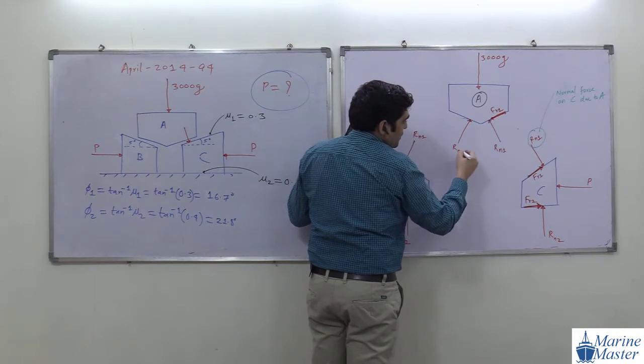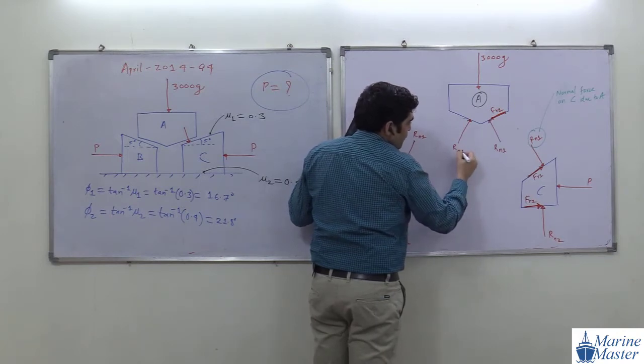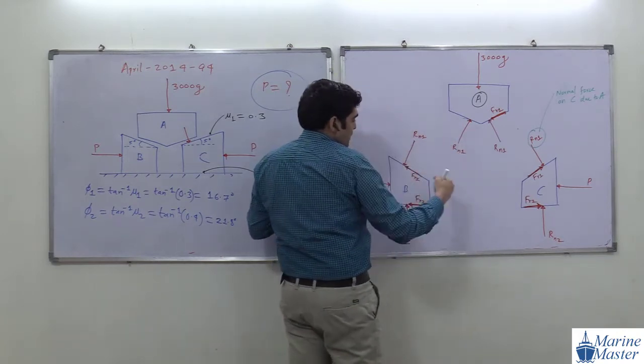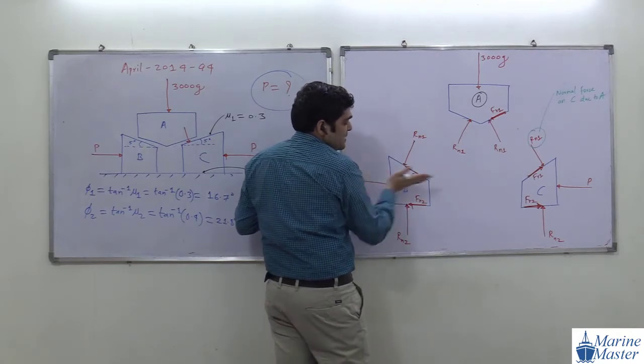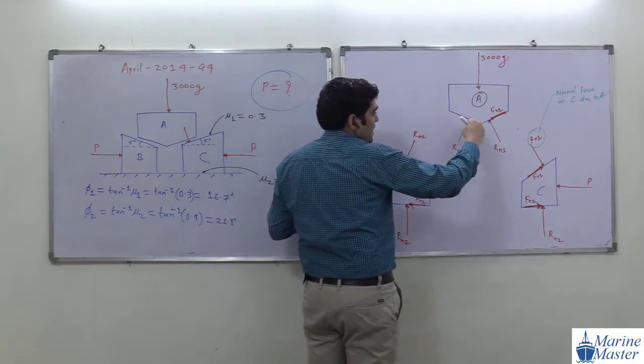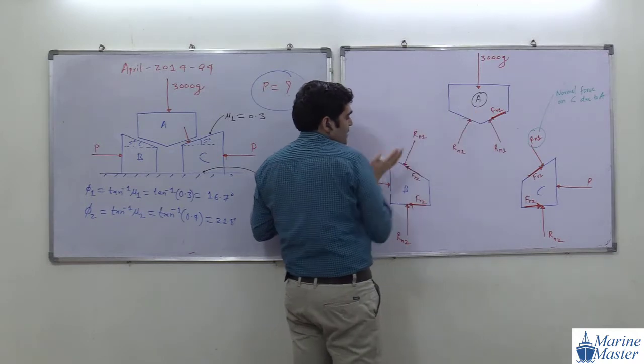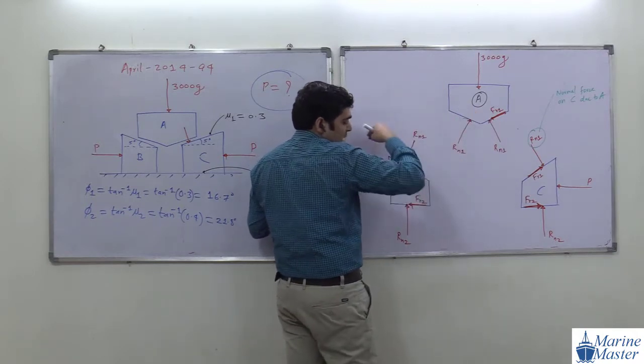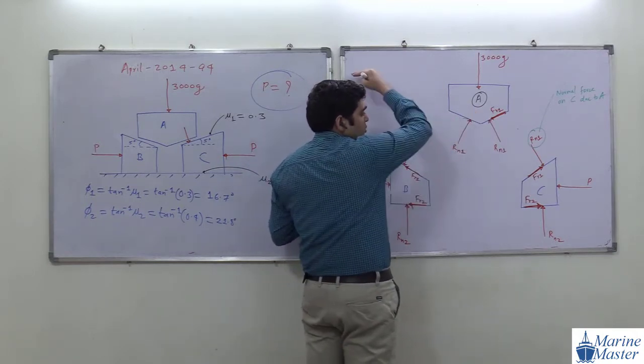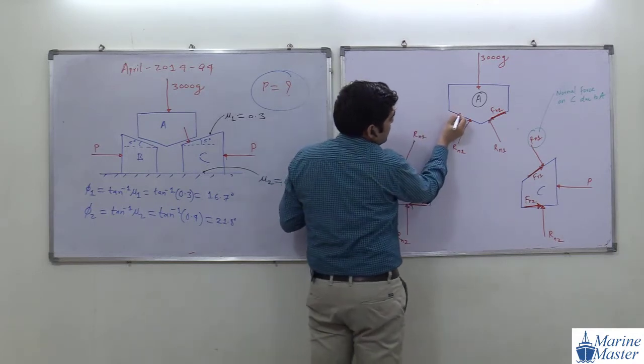Rn. What will be the scenario? Rn1. Okay. Now if this tries to go like this, then what about A? A will try to go like this. If B tries to go like this and the plane tries to go like this, what will happen? A will try to go like this, and the friction force will be what, guys? Opposite.